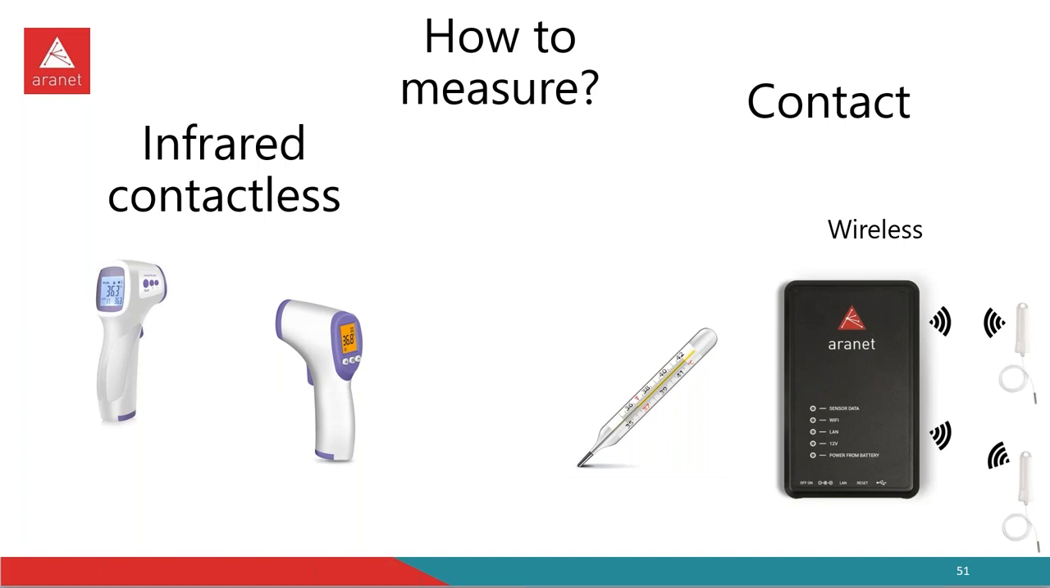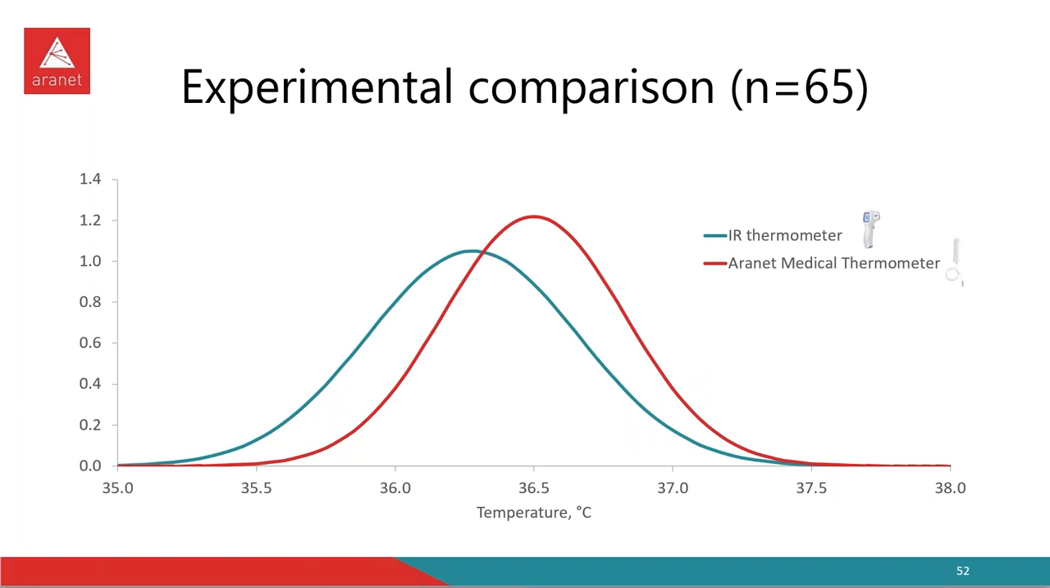After gathering all of the data, this is what we saw as a distribution of temperatures. As we already explained beforehand, temperature for each person is a bit different. So your ideal body temperature might be different than the person next to you, but typically we would want to see this average population measurement at around 36.5, 36.6 degrees. And this is how it compares to the infrared thermometer.